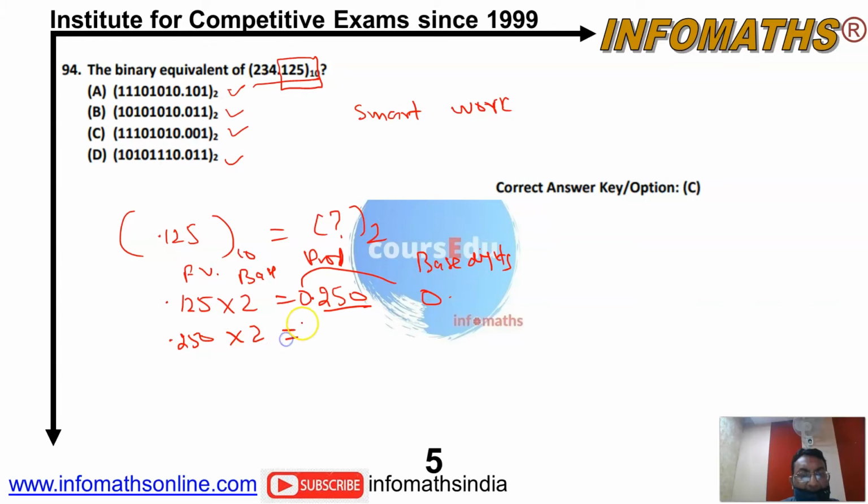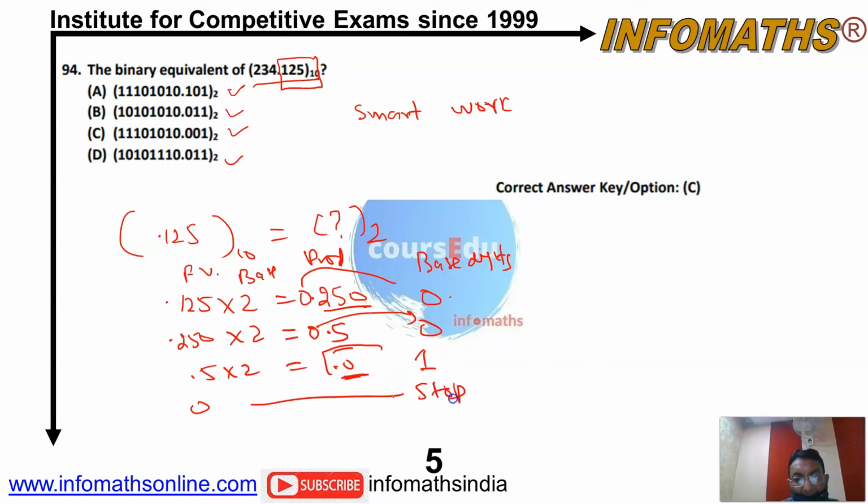Again multiply with the same base. Again the product is 0.5. Again the base digit will be 0. Again the fractional part will carry to the next line and now we will get product 1.0. Now the base digit is 1 and we get the fractional value 0. So we can stop when we have fractional value 0 because it will be 0 further.